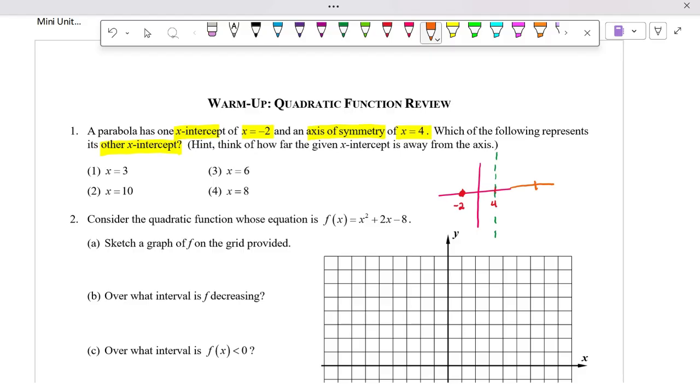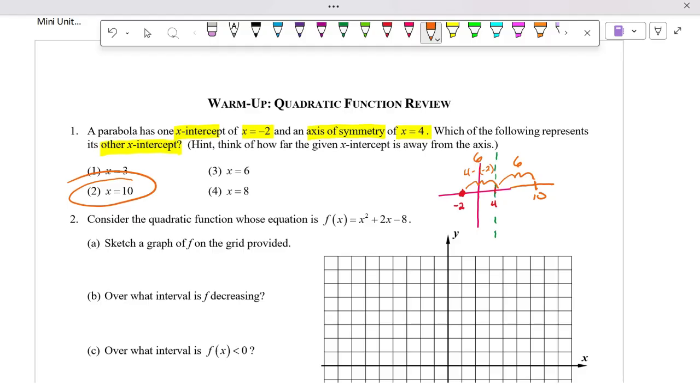So if we want to find the other x-intercept, what do you think we're going to have to do? Count or find the distance between -2 and 4. The easiest way to do that is you can just subtract them. So if I do 4 minus -2, that'll give me 6. So I'm 6 units away between -2 and 4. How many units away do you think I'm going to have to be over here? 6 units away. So if I do 4 plus 6, what is that? 10. So that's where the other x-intercept is.